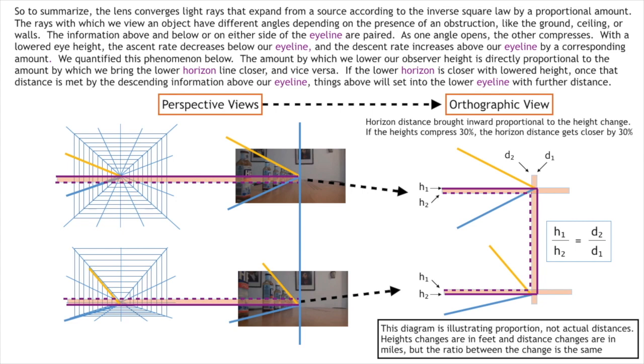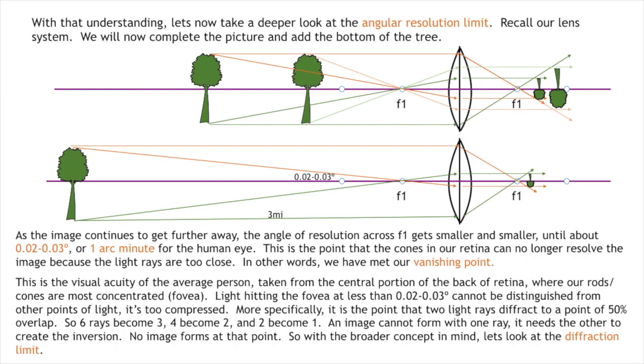If the lower horizon is closer with lowered height, once that distance is met by the descending information above our eye line, things will set into the lower eye line with further distance. So with that understanding, let's now take a deeper look at the angular resolution limit in the next video.